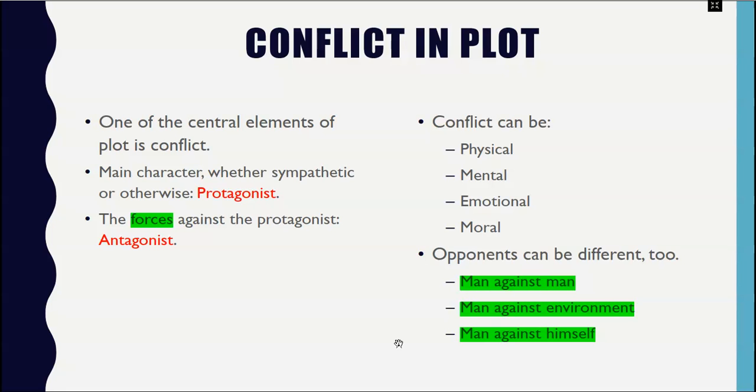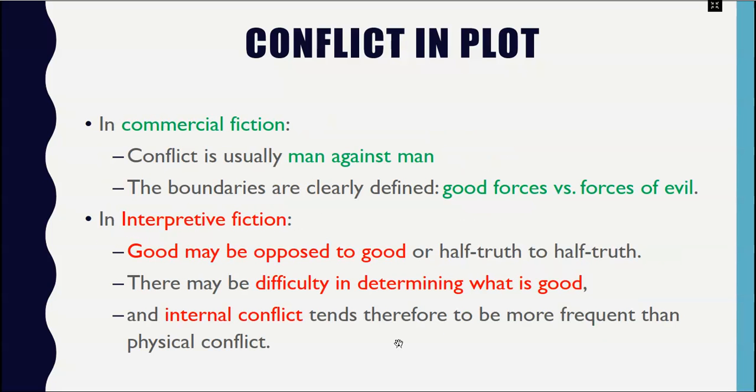So some stories can have only one form of conflict, but there are stories which have all different kinds of conflicts in them. As I said, we can say that in commercial fiction or in escapist fiction, the conflict is usually between man and man because readers want it. And what is significant here is that the boundaries are clear cut. The boundaries are clearly defined for us. We know which group represents good and which group represents evil. So this kind of binary opposition between the forces of good and the forces of evil is very easy to discern, understand and point out.